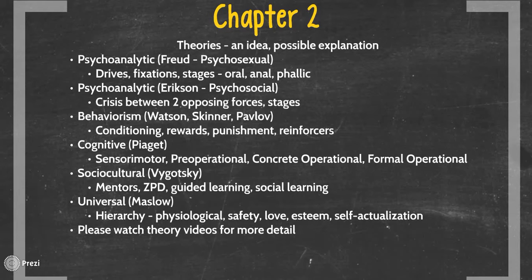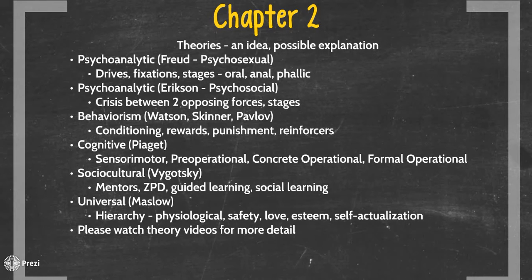So he was all about social learning and having a mentor and how we teach each other, and how the best learning happens when people are interacting. It's not always necessarily a classroom with a textbook, but real world experiences. And then we have the universal theories, which would include Maslow.